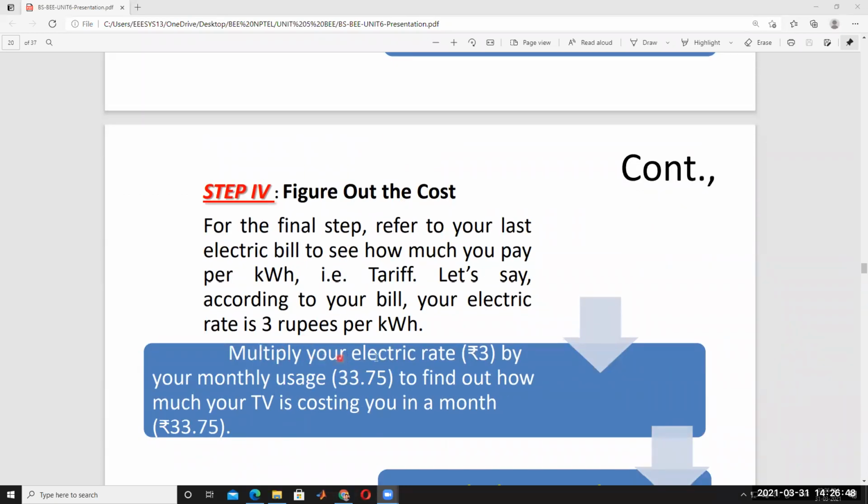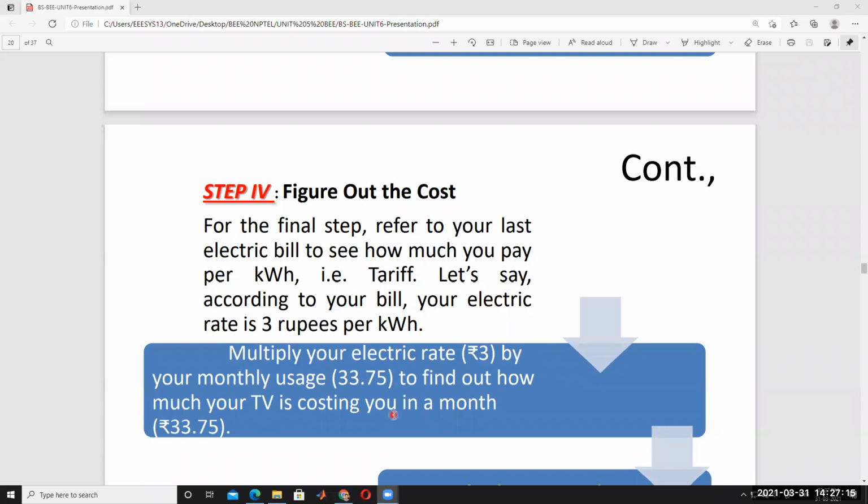So we multiply your electricity rate, 3, by your monthly usage, 33.75, to find out how much your TV is costing in a month. The energy is calculated first, then multiplied by days and divided by 1000. That way we get kilowatt hours, which are then converted into the cost.